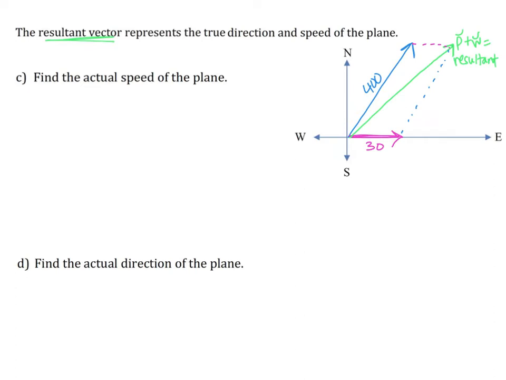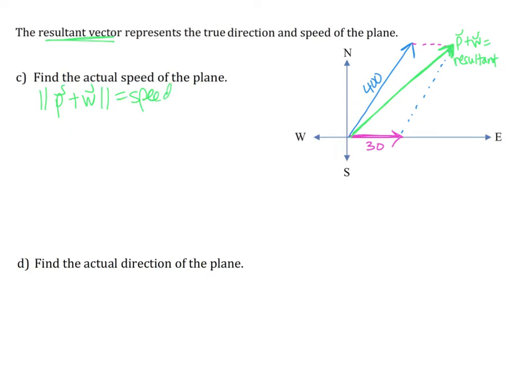Okay, so it says the resultant vector represents the true direction and speed of the plane. So here I redrew this diagram. The resultant vector is this green vector, and that's your P, your plane, plus your wind, right? You can see that here through the parallelogram method, or you could have done tip to tail. So if we want to find the actual speed of the plane, that means we need to find the magnitude of P plus W. That would equal the speed of the plane.